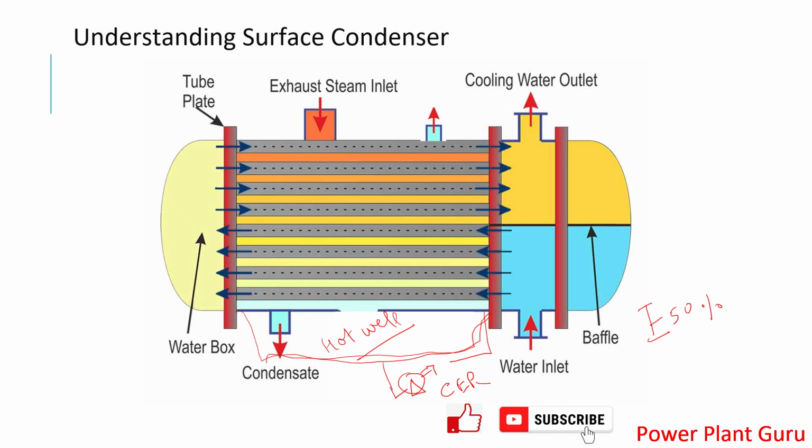And the outlet of this will go to the deaerator, or maybe some storage tank also in some of the plants, but it will go to the deaerator, and then again it will go to the boiler feed pump, and then into the boiler. So that is how the cooling water and steam flow situation functions in the condenser.